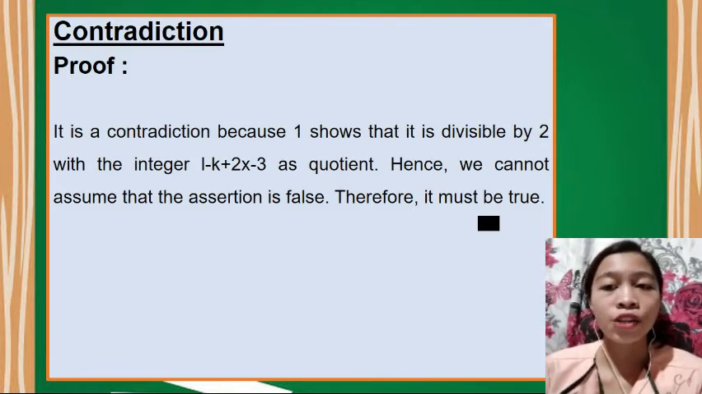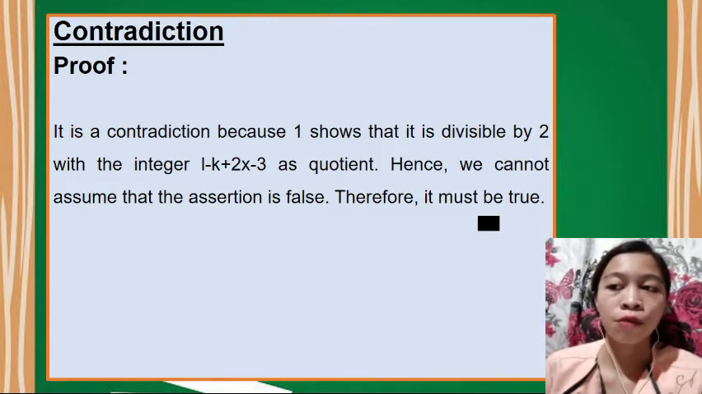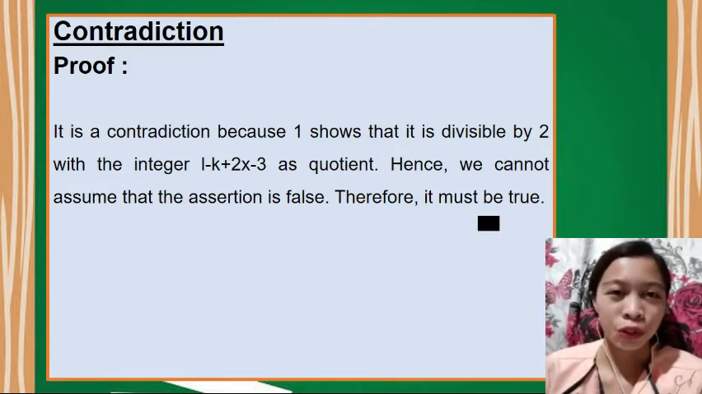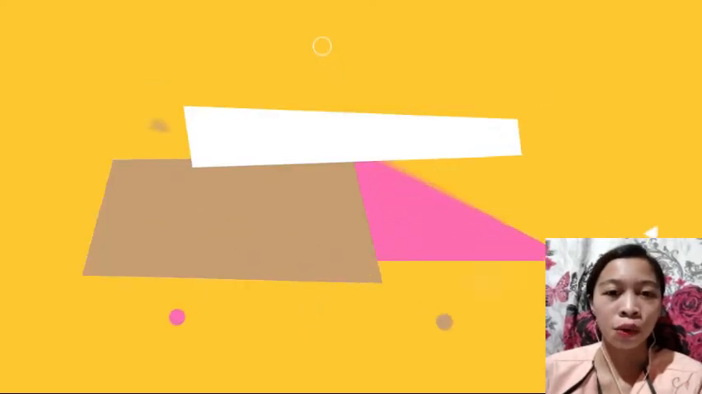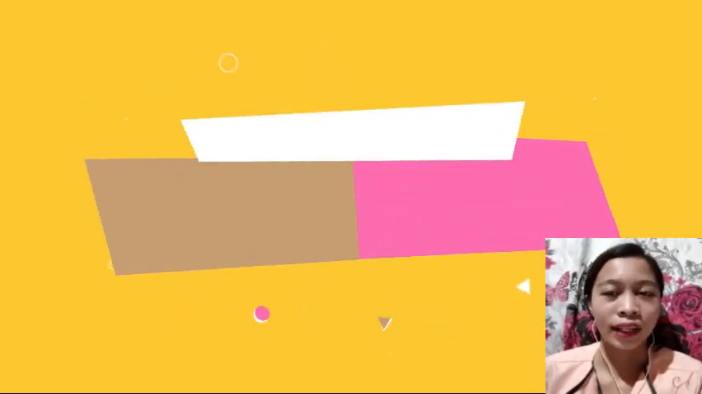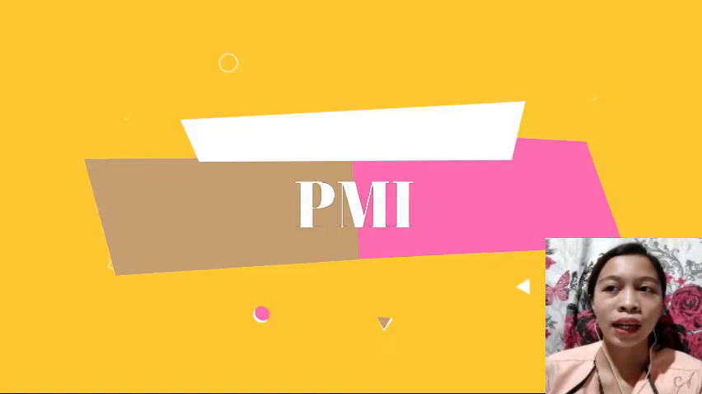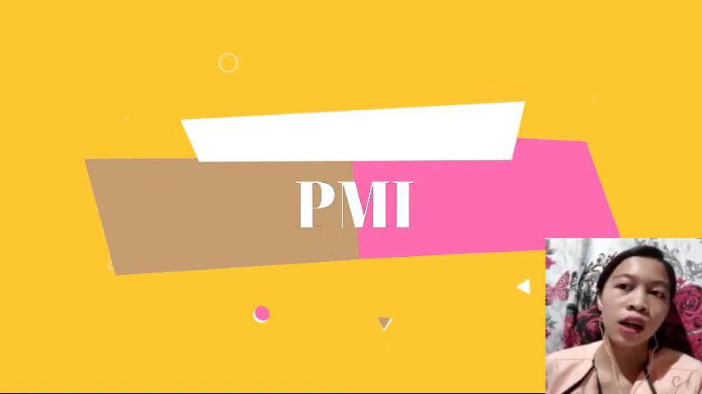Hence, we cannot assume that the assertion is false. Therefore, it must be true. So yay, we're done with proving using the direct proof, contrapositive, and contradiction. Now let's proceed to PMI, or the mathematical induction.